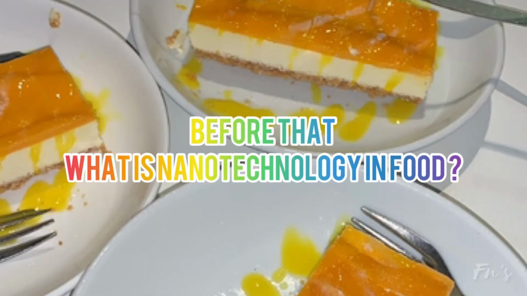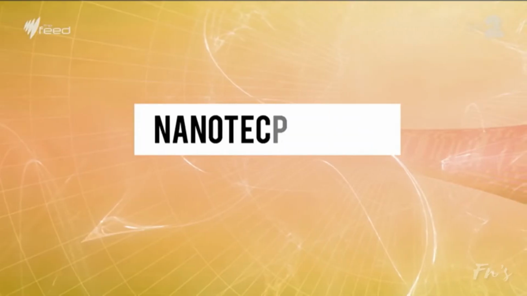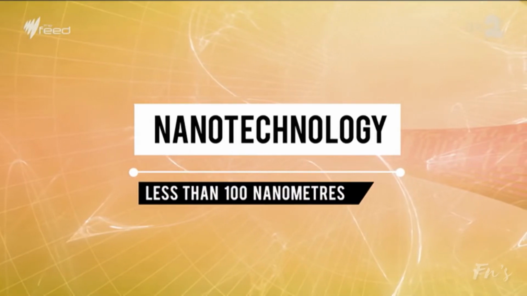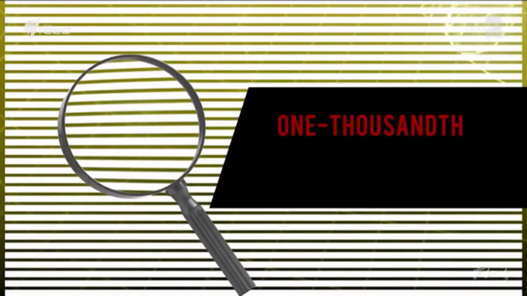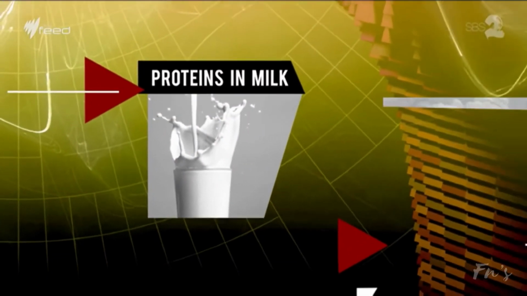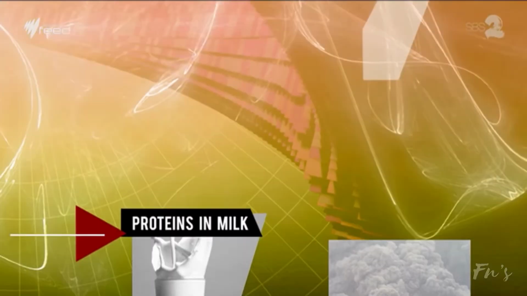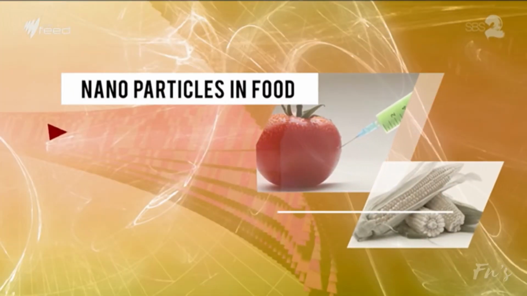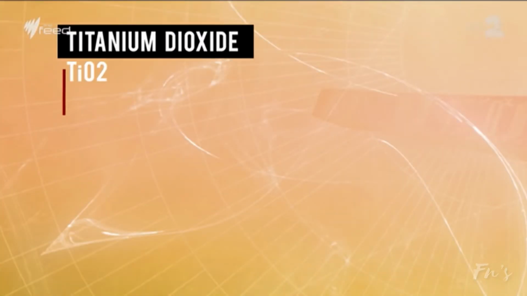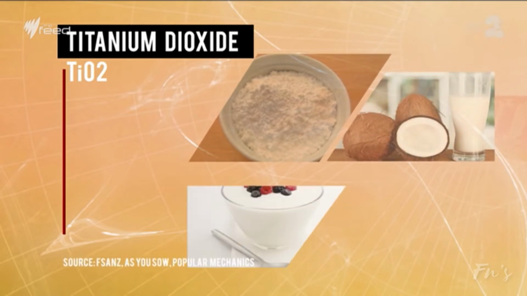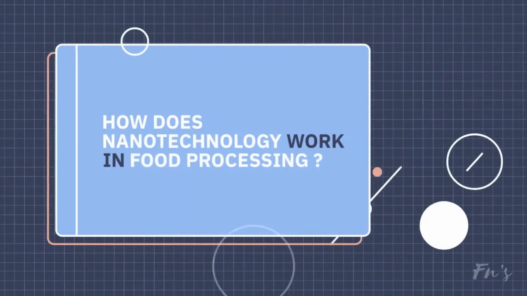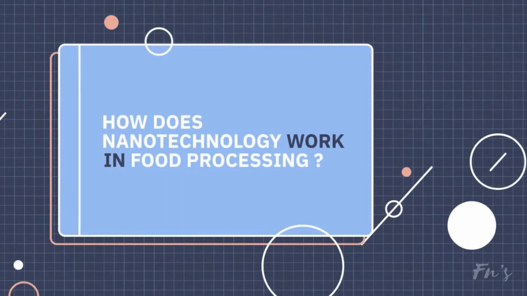Before that, what is nanotechnology in food? The term nanotechnology is used to describe engineered matter that's generally less than 100 nanometers in size. In other words, a 1,000th of the thickness of a sheet of newspaper. Nanoparticles already naturally exist, for example, proteins in milk or ash in the air. But building nanoparticles into food or its packaging can change its nutritional value, lifespan or appearance. Titanium dioxide is the most commonly used nanoparticle in food as a whitener in powdered sugar, coconut and yogurt, also in sunscreens. So, how does nanotechnology work in food processing?